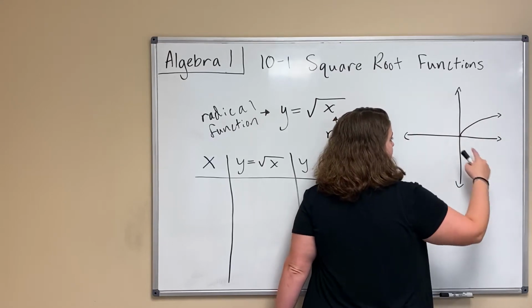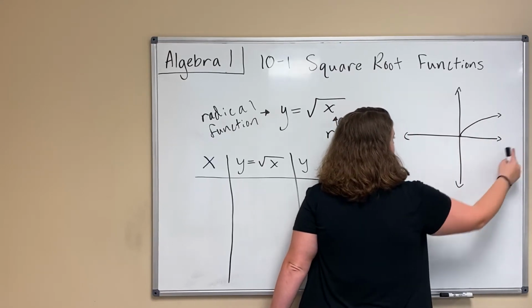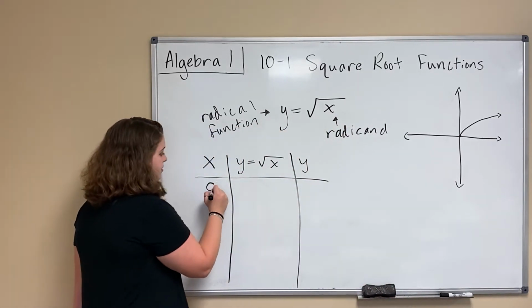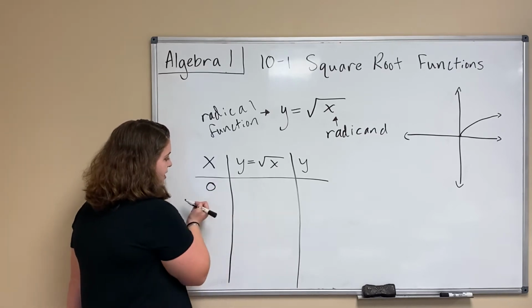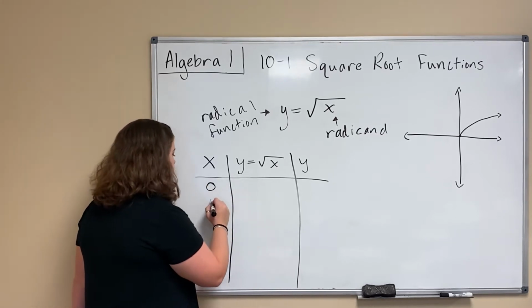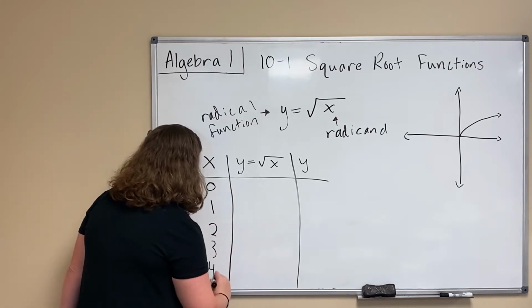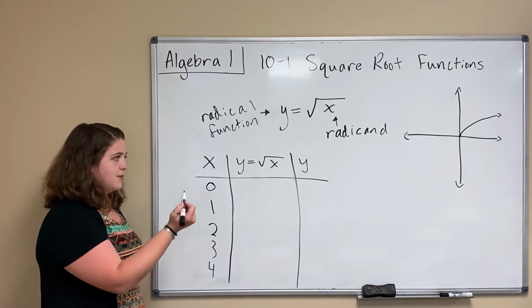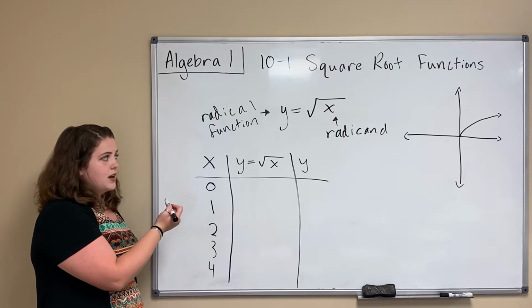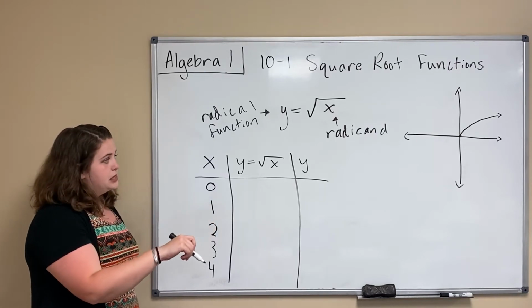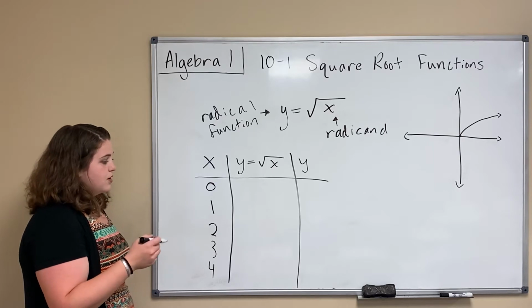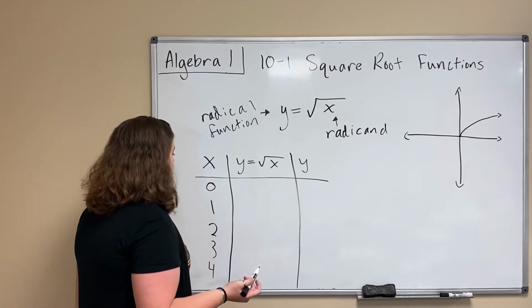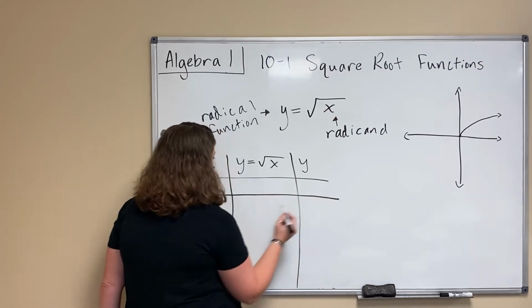So our domain, our x values, are all the numbers greater than or equal to 0. So our x can be 0, but it can't be -1, -2, -3. I say all that to say normally we do -2, -1, 0, 1, 2, so that we see some of our graph on the left-hand side of the y-axis and some on the right-hand side. But with square root functions, we're going to go 0, 1, 2, 3, 4 because we won't have any on the left-hand side.